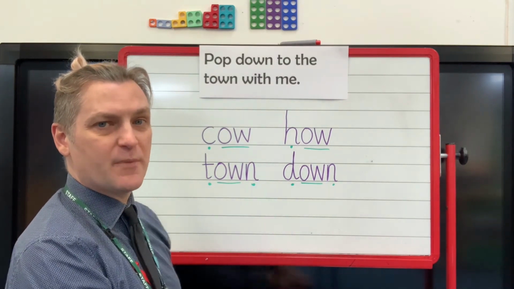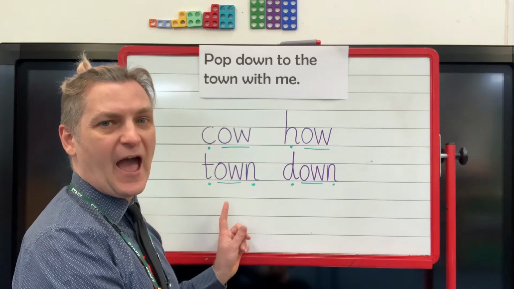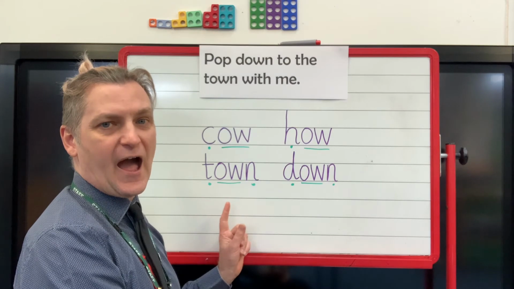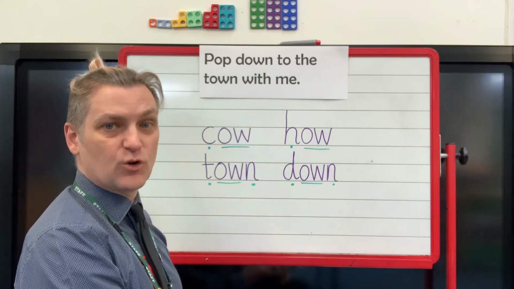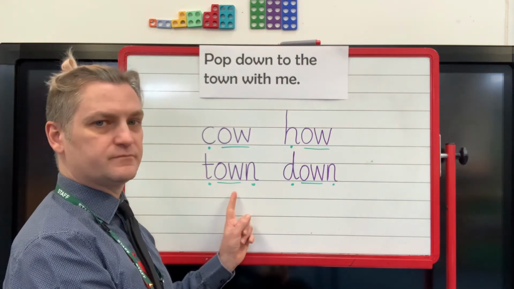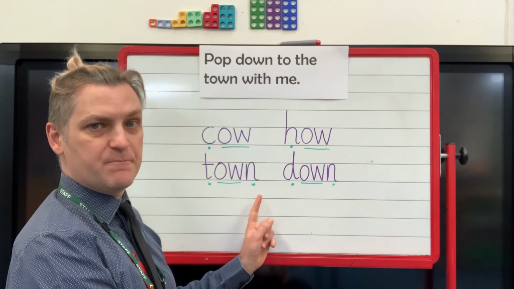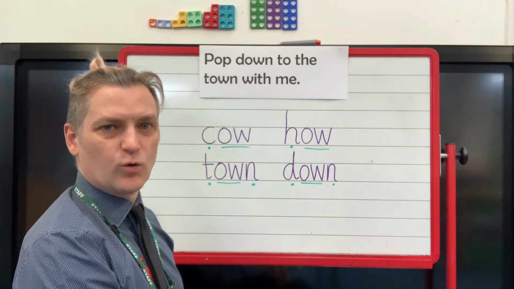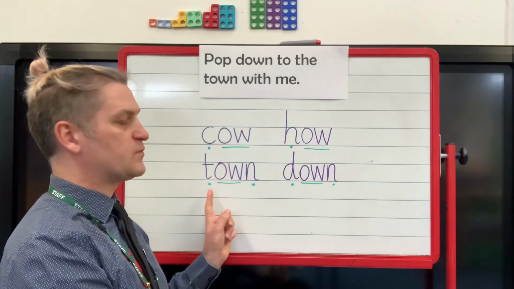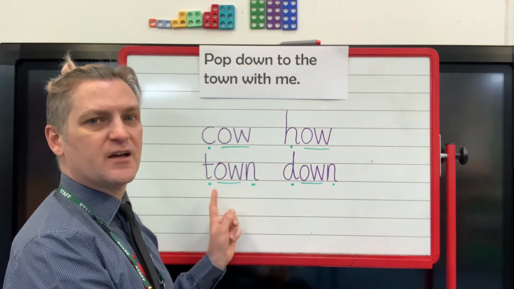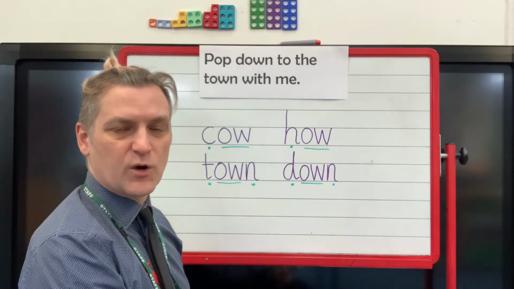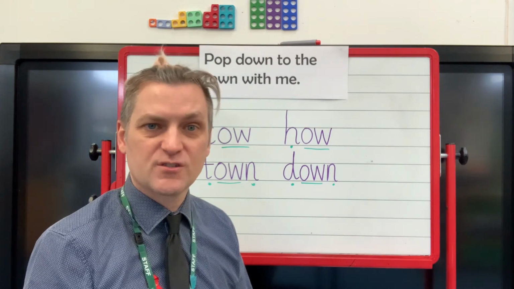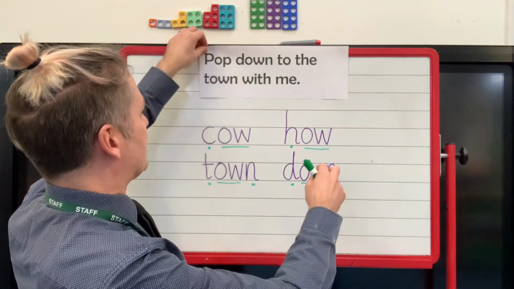My turn first, remember. T-own. And again. T-own. Your turn. And again. Here we are, let's try it all together. We'll point and sweep. T-own. Town. The word is town. You might go into town on the bus.